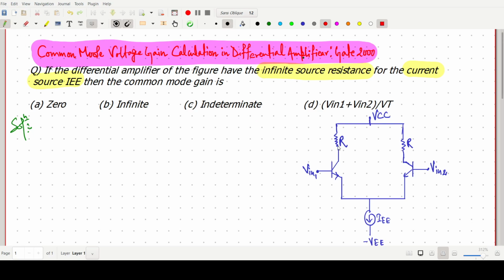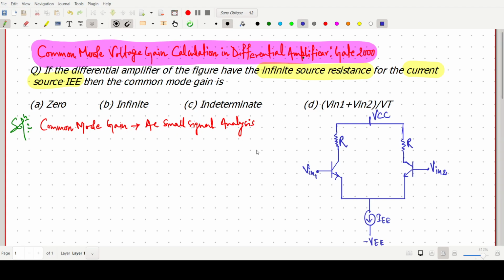In such a differential amplifier, if they are asking about the common mode gain, we have to go for the AC small signal model. So one thing, for common mode gain, we have to go for the AC small signal analysis. These are some basics, so that's why I'm writing it here.